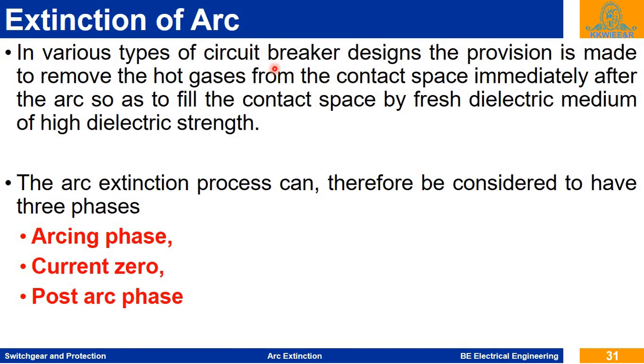So in various types of circuit breaker design, provision is made to remove the hot gases from the contact space immediately after the arc, so as to fill the contact space with a fresh dielectric medium of high dielectric strength. The arc extinction process can therefore be considered to have three phases: first, the arcing phase; second, current zero; and third, the post arc phase. When the arc is extinguished, after that comes the post arc phase.